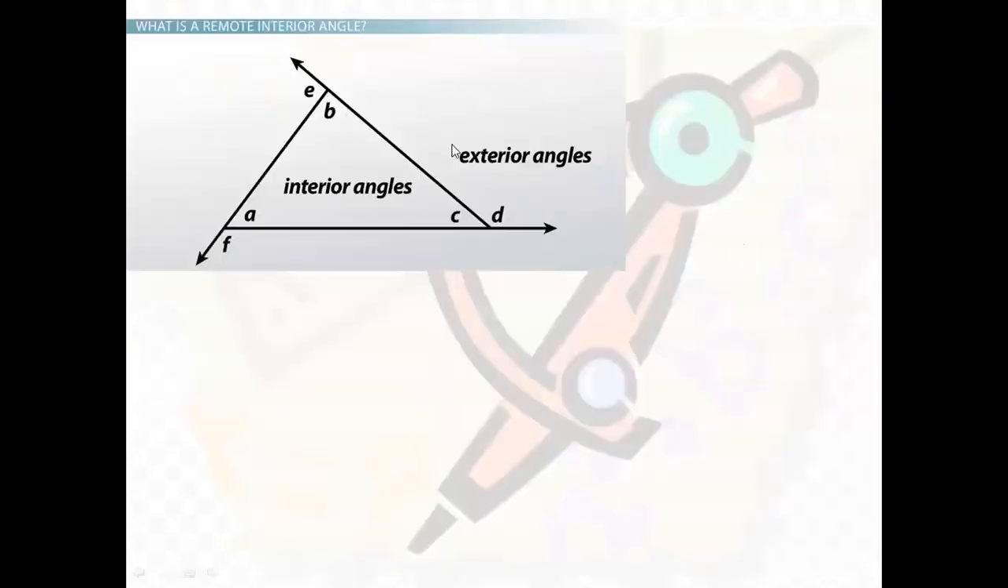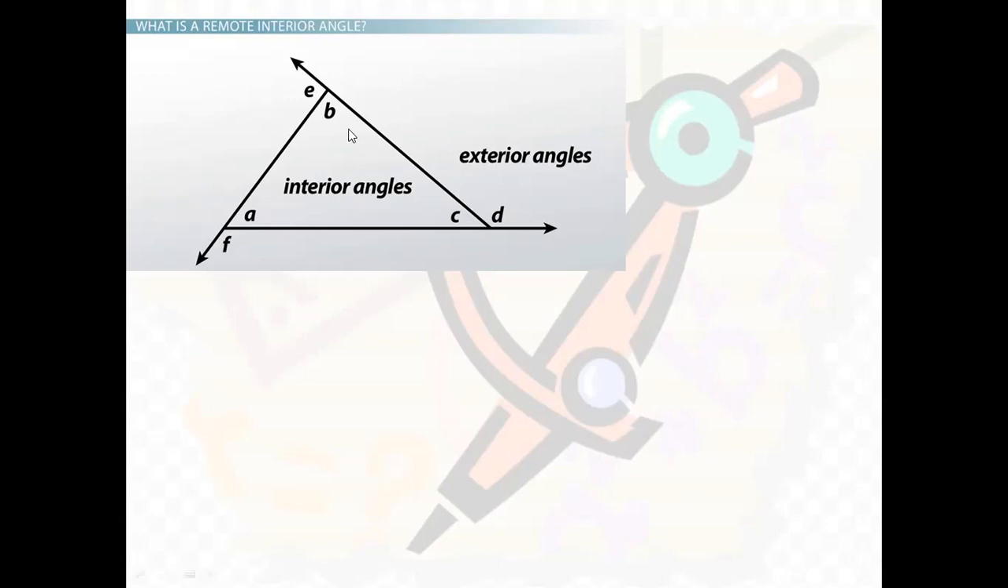Now for today's lesson, we are going to learn a slightly more advanced theorem. But to understand that, we need to know what a remote interior angle is. When you hear the word remote, it means something far away. Why do we call it a remote controller for the TV? Because we can operate it from far away. We don't need to go near the TV. So a remote interior angle means the angles which are far away from a certain angle.